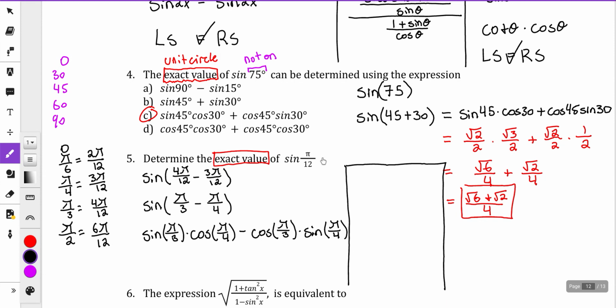Right? If I go ahead and I solve all of those, y value at pi over 3 is root 3 over 2. Times the x value at pi over 4, that's root 2 over 2. Minus the x value at pi over 3 is 1/2. Times the y value at pi over 4 is root 2 over 2. Multiplying those together, that's root 6 over 4 minus root 2 over 4. My answer is root 6 minus root 2 over 4.